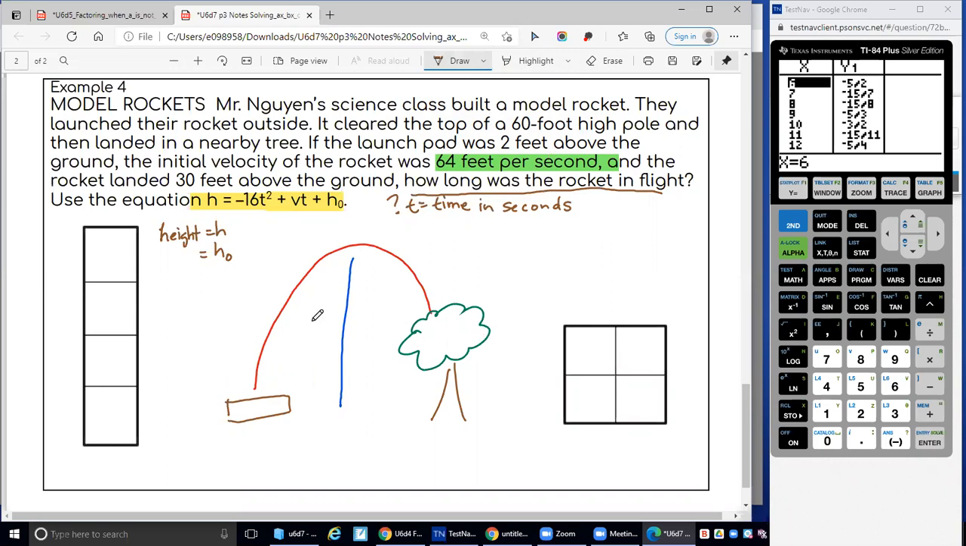Okay, so like I said, I'm really, really visual. I got to draw my little picture. Here's my 60-foot pole. Here's my tree, hitting right at 30 feet. So I'm going to draw like that. And then I had a little platform, and that was 2 feet tall. Okay, and then there's my little rocket. Looks kind of weird, but there we go. So there's the rocket. They launch it. It clears the 60-foot tall pole, and then it lands in the tree at 30 feet.